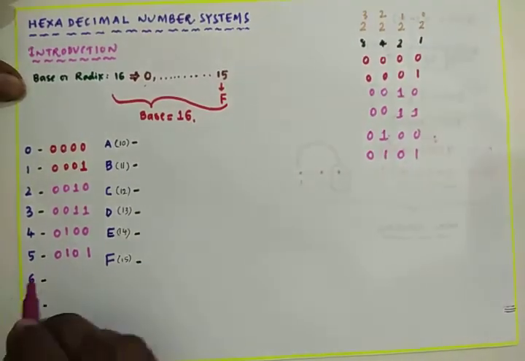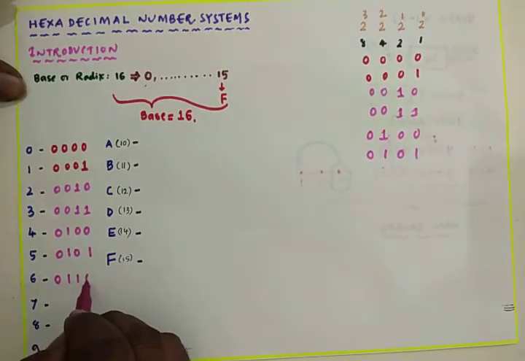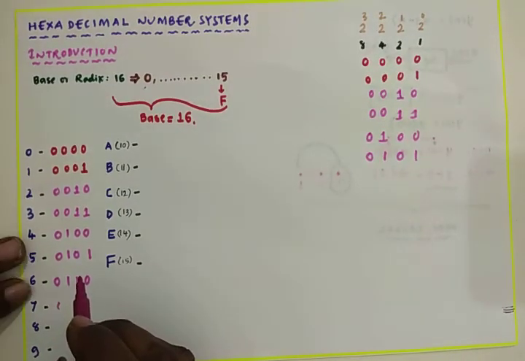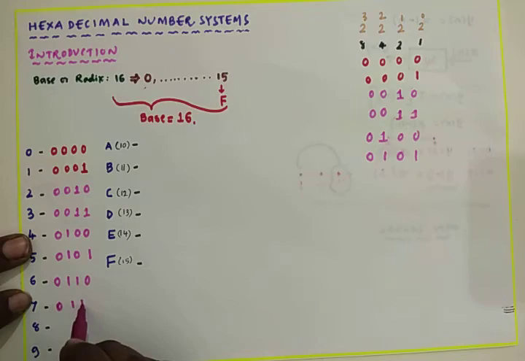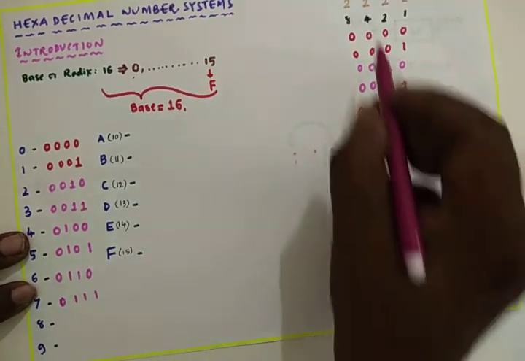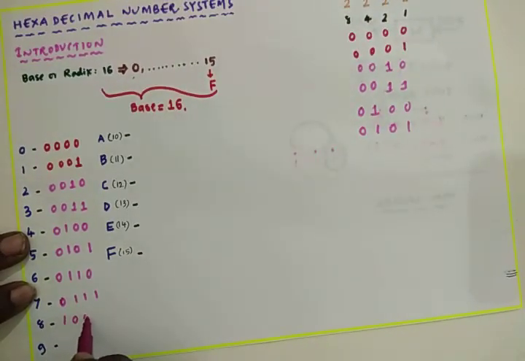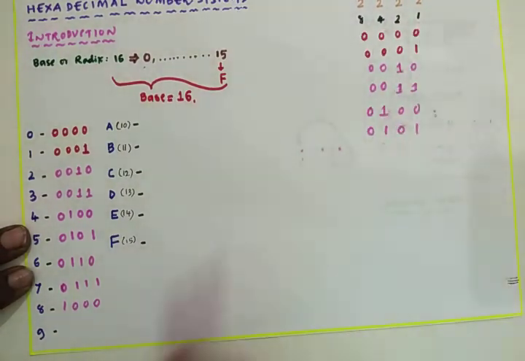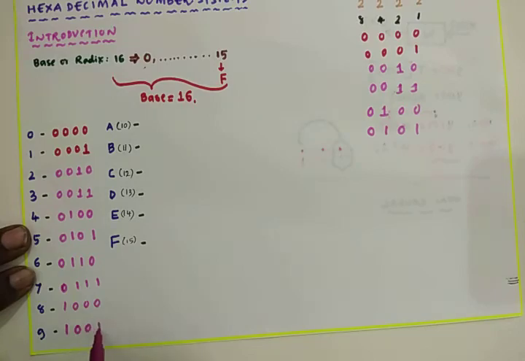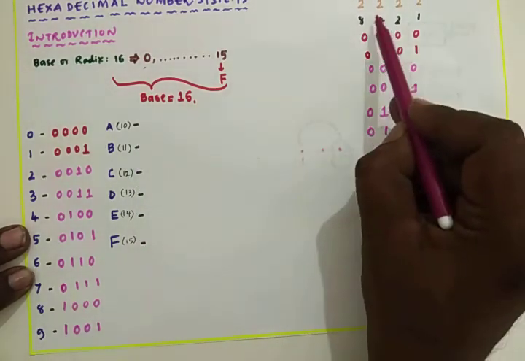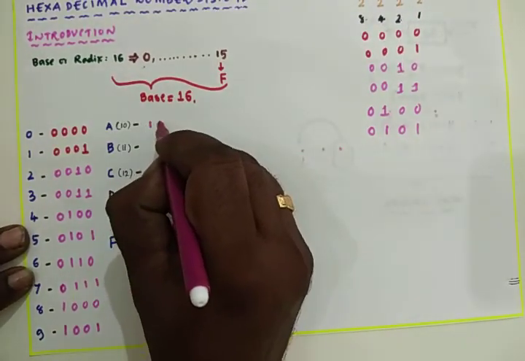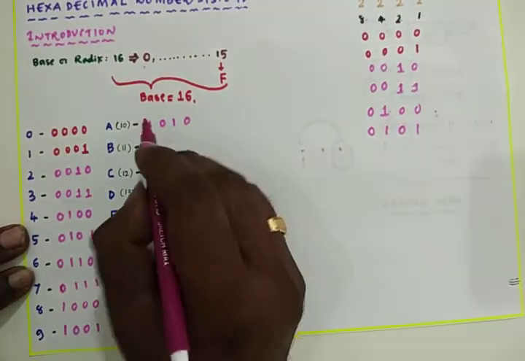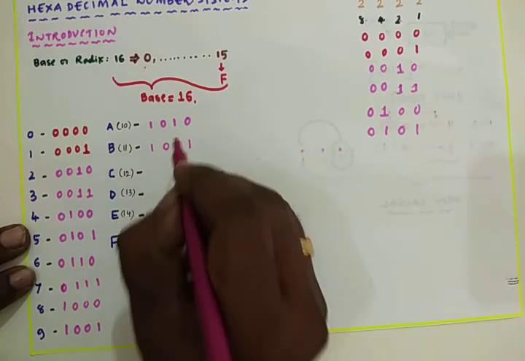6 is 4 plus 2, that is 0 1 1 0. 7 is 4 plus 2 plus 1, that is 0 1 1 1. 8, I can have 8, so 1 followed by 3 zeros. Next 9 is 8 plus 1, that is 1 0 0 1. 10 is 8 plus 2, that is 1 0 1 0. 11 is 8 plus 2 plus 1, that is 1 0 1 1.